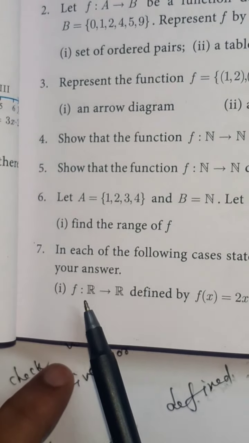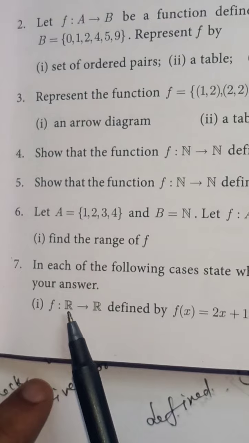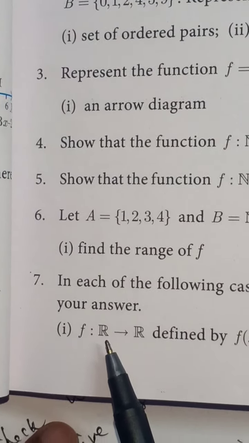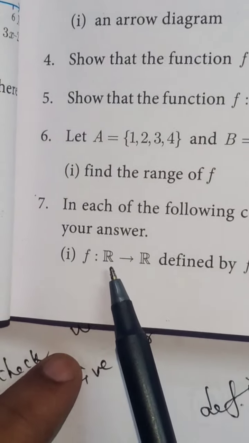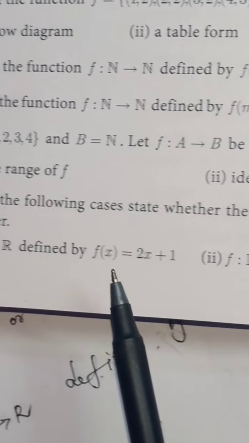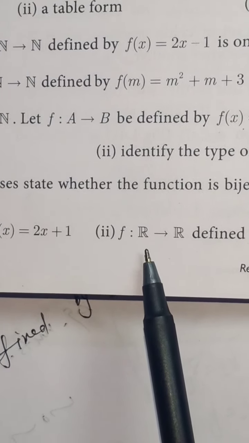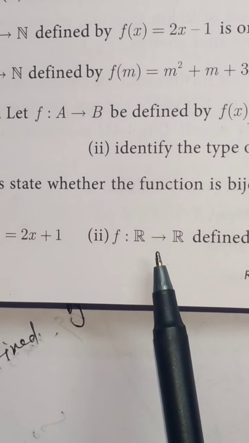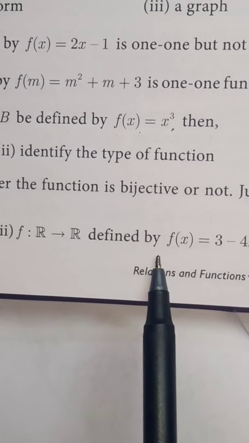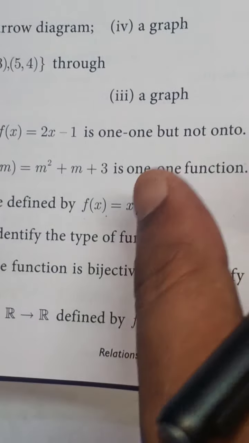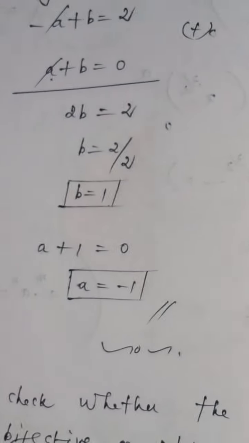First subdivision, a function f from the set of all real numbers to the set of all real numbers, where capital R refers to the set of all real numbers, defined by f of x equals 2x plus 1. And second subdivision, a function f from capital R to capital R, defined by f of x equals 3 minus 4x squared. Very important question, problem number 7.